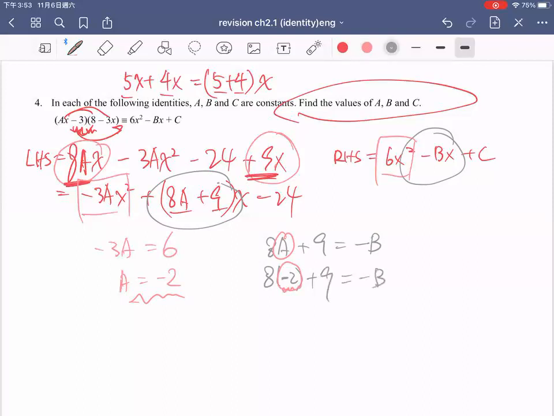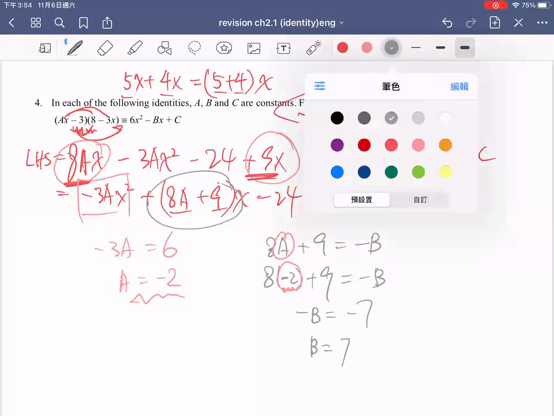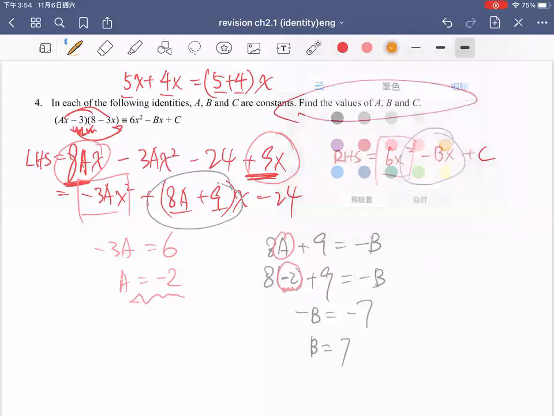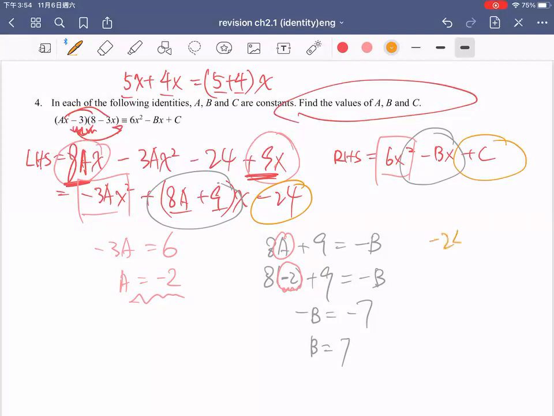Let's copy. So we have negative b. Negative 16 plus 9. You just use your calculator. Okay, that gives you negative 7. Right? Remember the negative sign. Negative b is negative 7. So b is 7, right? And the last term, just this one. On the left side, the constant term negative 24 must be equal to the right side, the constant term, just c, no more x, okay, constant term. So c is negative 24. Okay.